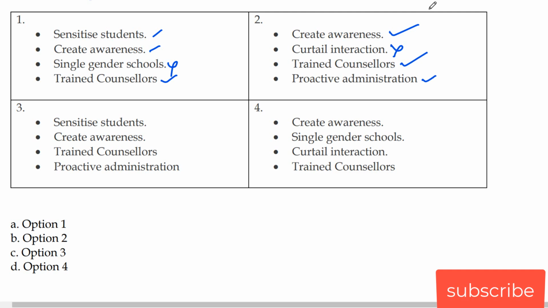So third option: sensitize students, yes. Create awareness, yes. Trained counselors, yes. Proactive administration, yes. This can be the right option. Single gender schools, no. Curtail interactions, no. So of all the four options, the suggestible one is the third. So option C is the right option here.